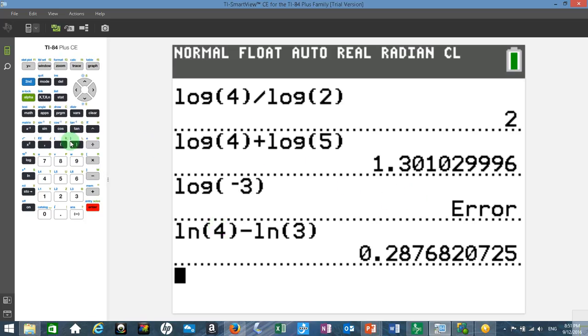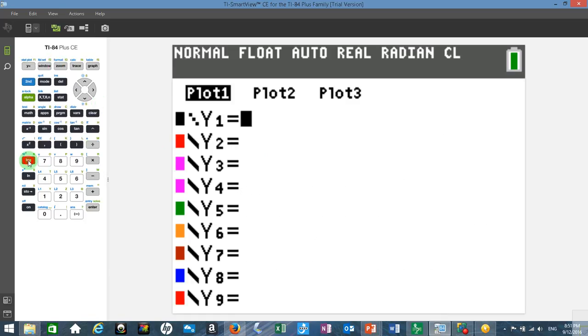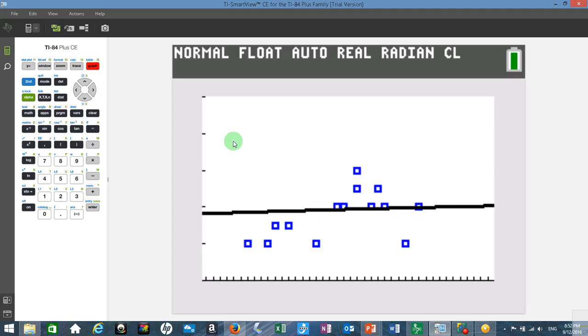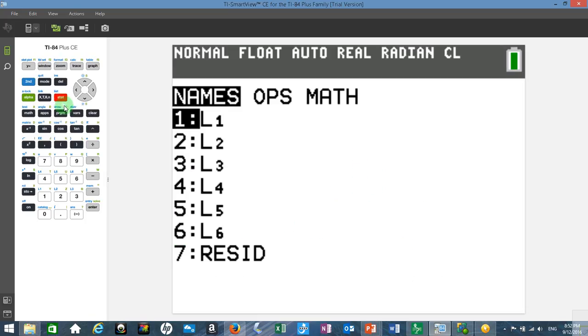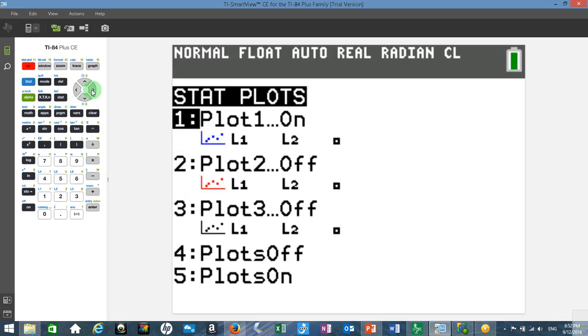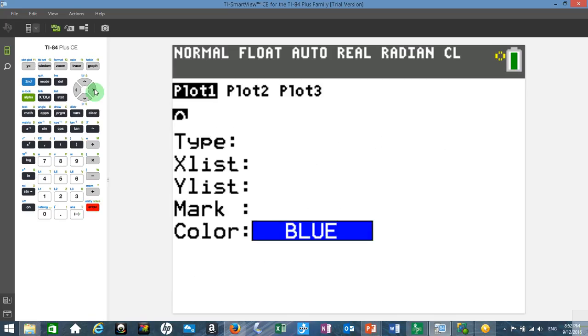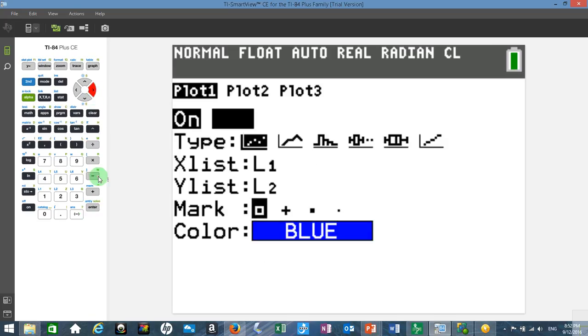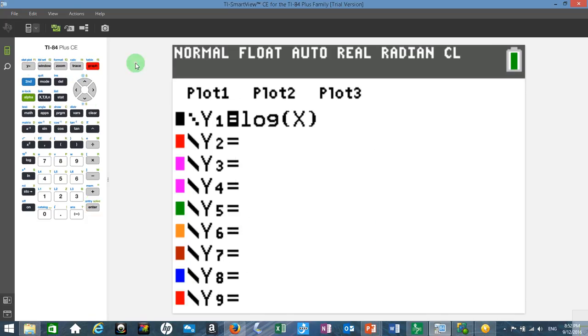You can graph y is equal to the log of x, close parentheses, enter. Oh, sorry, graph. We've got to turn our stat plot off from the last session. So second stat plot, and turn that off. Hit enter and off. And now we go back to y equals and graph.